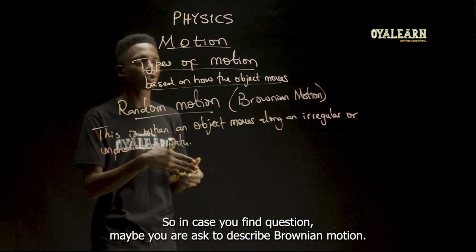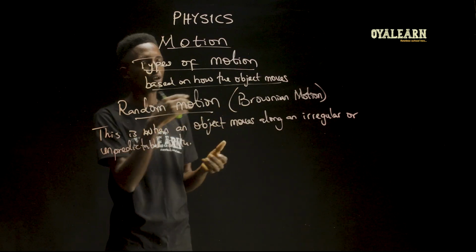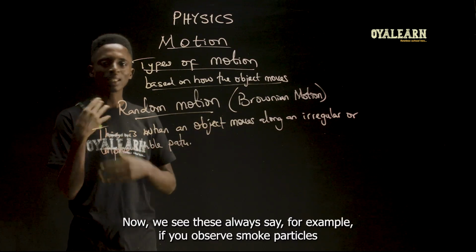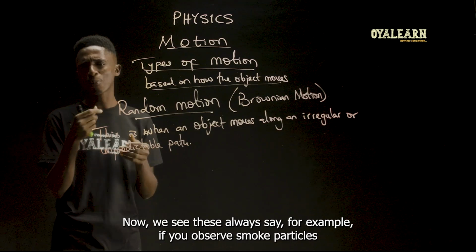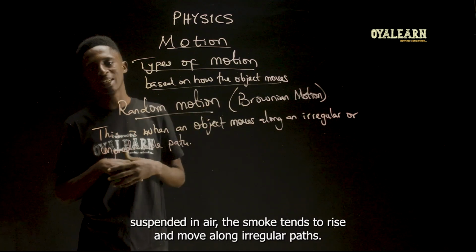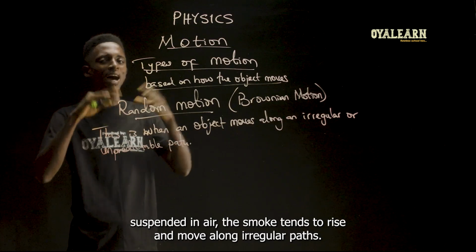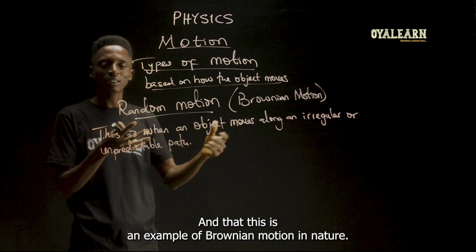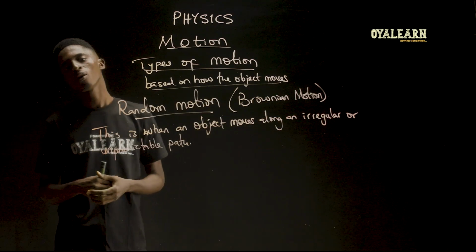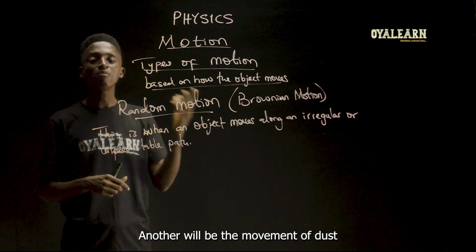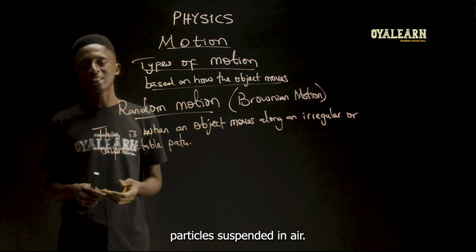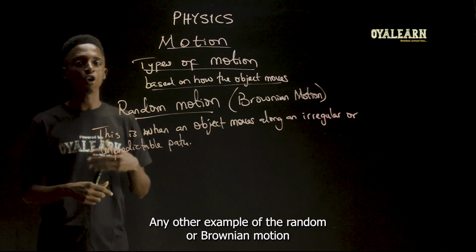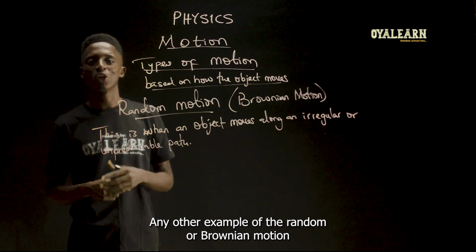So in case you find a question where you are asked to describe Brownian motion, know that you are also looking at random motion. Now, we see this always, say for example, if you observe smoke particles suspended in air, the smoke tends to rise and move along irregular paths, okay? And this is an example of Brownian motion in nature. Another will be the movement of dust particles suspended in air. So please drop in the comment section any other example of the random or Brownian motion that you know.